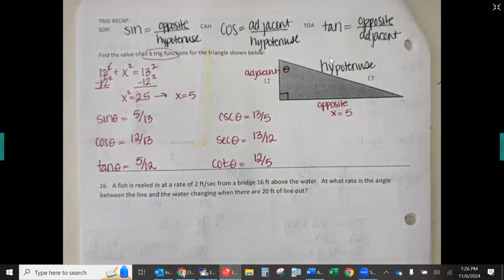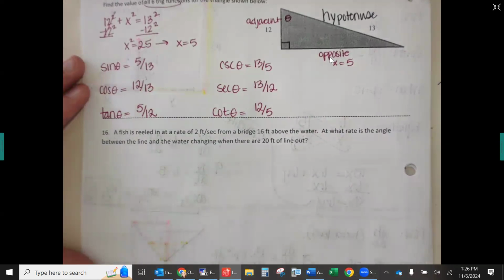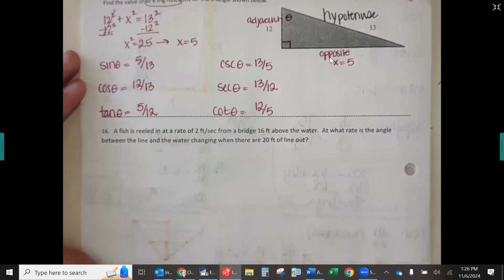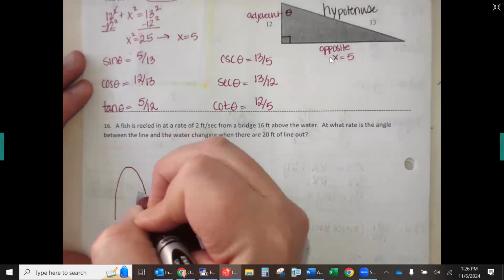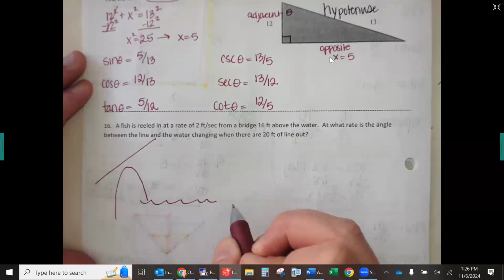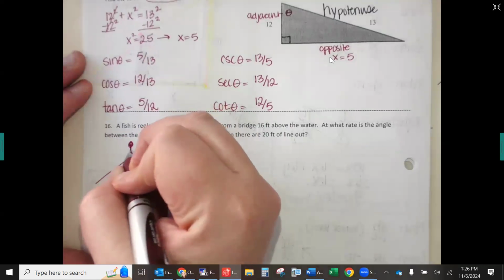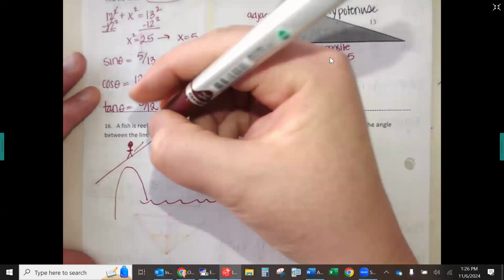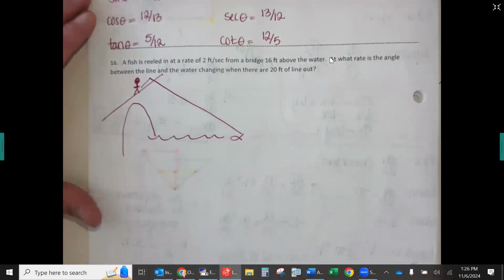All right, let's make it calculus-y. Okay, go to the next one. We're going to have to draw a little picture here. It says a fish is reeled in at a rate of 2 feet per second from a bridge that is 16 feet above the water. So draw yourself a little bridge here. Okay, here's the water. Here's the fish. And then you have a guy up here who's fishing the fish. Okay, just do your best.